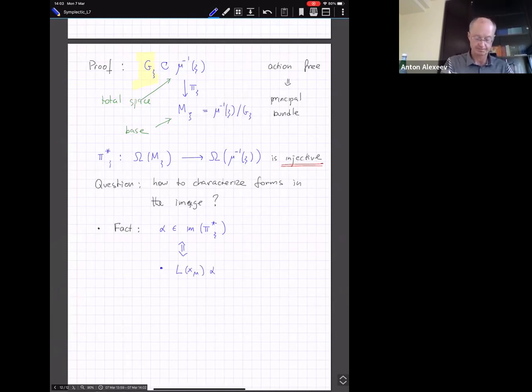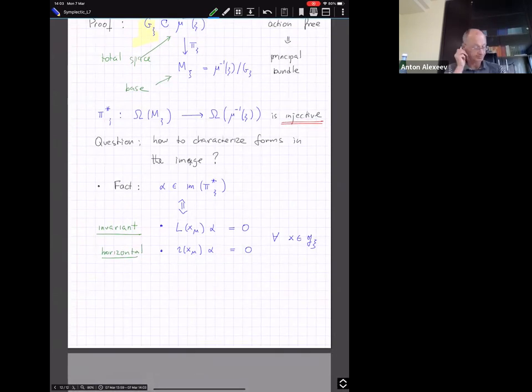The form is invariant under the action of the group, and the form is so-called horizontal: for all x in G psi, the contraction vanishes. So this is called invariant, and this is called horizontal.